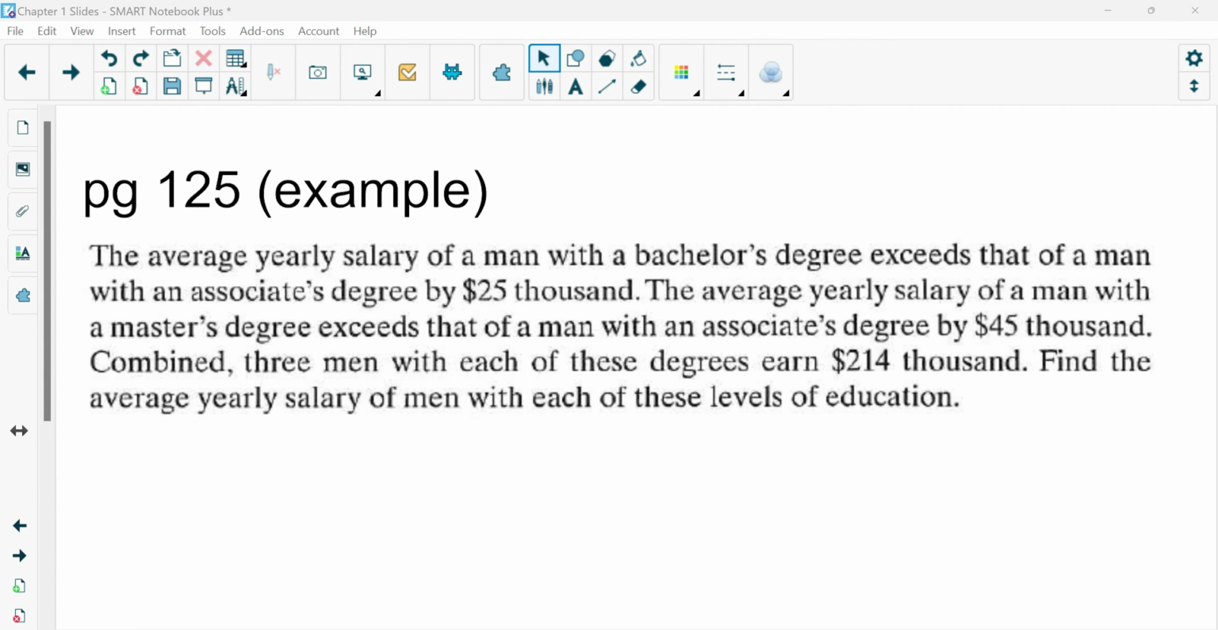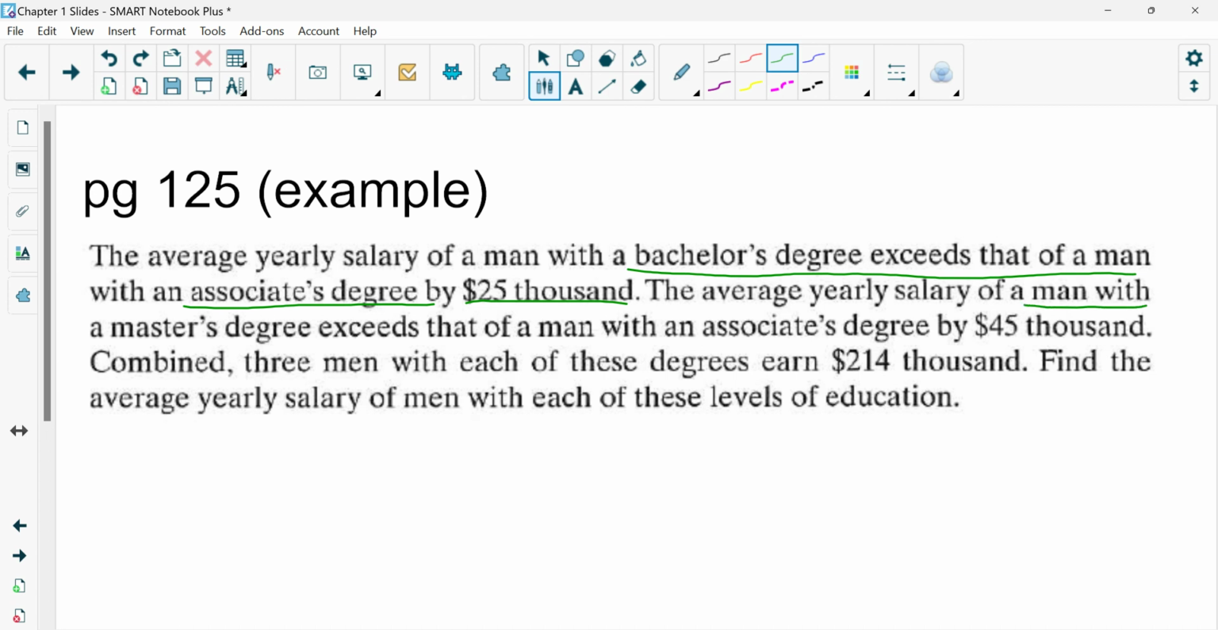So, in each of those statements, what is being compared? Because we have to figure out our variable. What is being compared each time? So each salary, yep. But in each sentence, it says a man with an associate's degree. A man with a bachelor's degree exceeds that of a man with an associate's by 25,000. And then a man with a master's degree exceeds that of a man with an associate's degree by 45,000. In each of those sentences, which type of degree was in that?